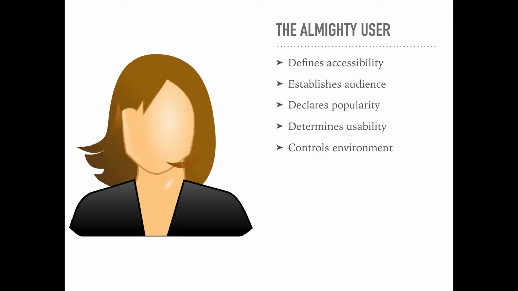The almighty user. They define accessibility. They establish their audience, right? When Kim Kardashian picks up her phone and says, I'm going to use Slack today, there's like 2.5 million people that all of a sudden jump onto Slack. They define the audience. They declare popularity. It doesn't matter how crappy the app is. They're the ones that make it popular. They determine usability because they will tell you when something doesn't work. They will tell you often, or they won't tell you at all. They'll just post it to Instagram, right?